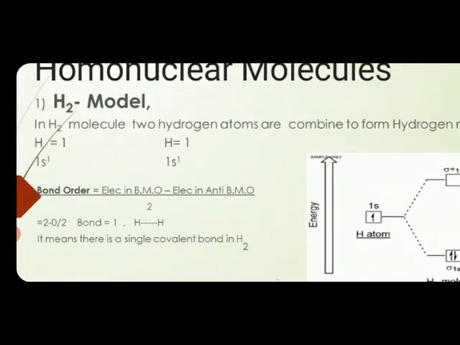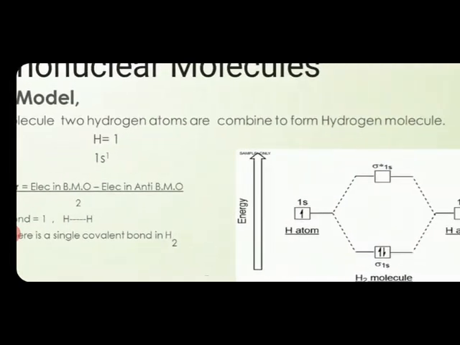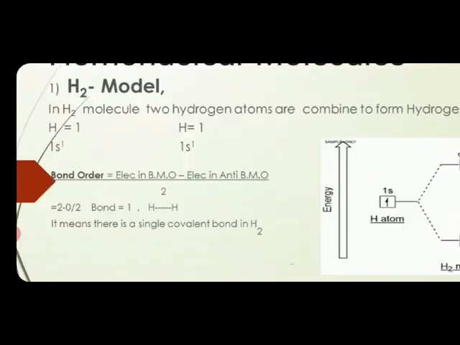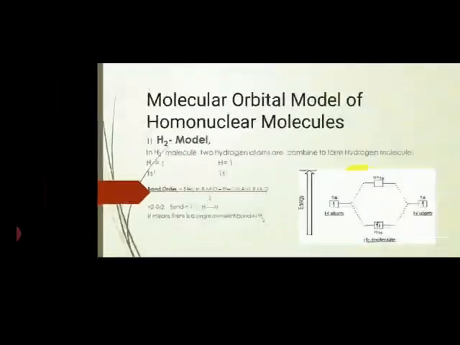Bond order basically tells us how many bonds are possible in a single molecule. Now see, in hydrogen, there are two electrons in the bonding and no electron in anti-bonding. So its bond order will be 2 minus 0 divided by 2. This gives 1. It means there is a single covalent bond possible in the hydrogen molecule.